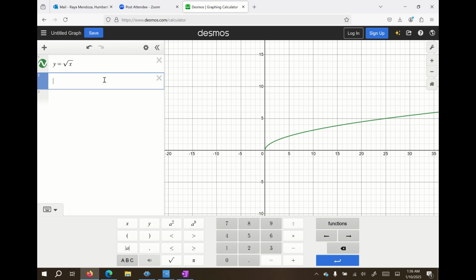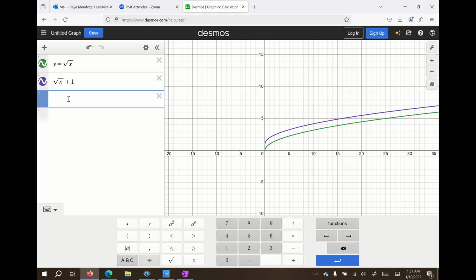this graph. For example, I can consider the square root of x plus 1. So the original graph is the graph in green. The new graph, square root of x plus 1, is the graph in purple. So that plus 1 takes my green graph and shifts it up 1 unit.